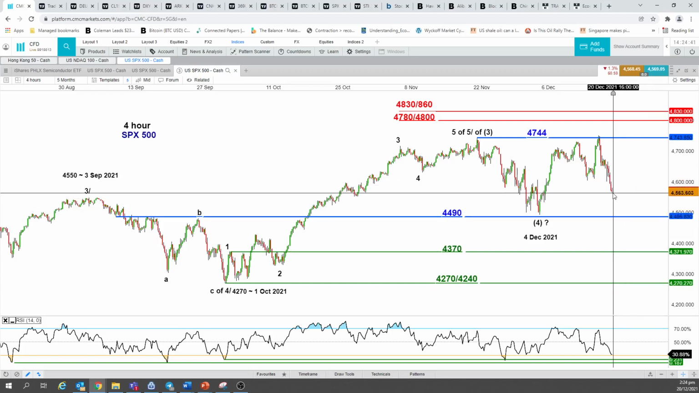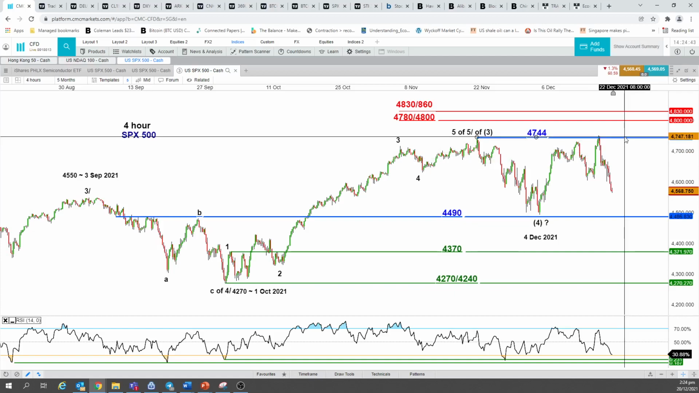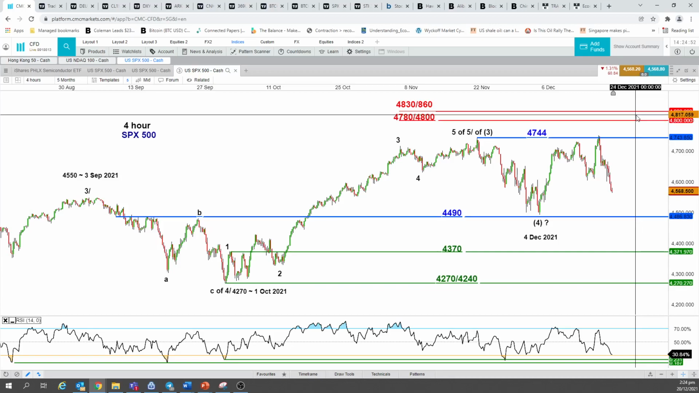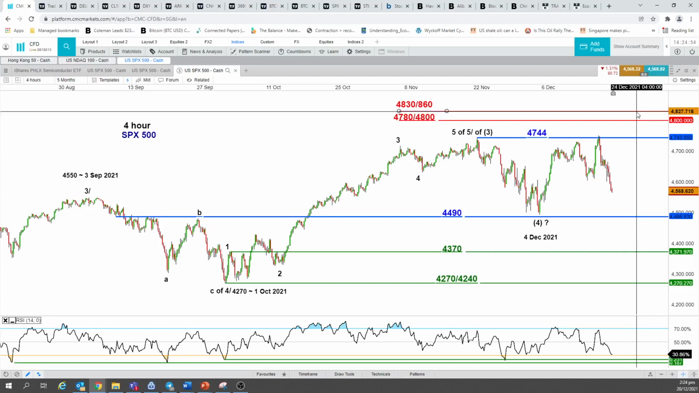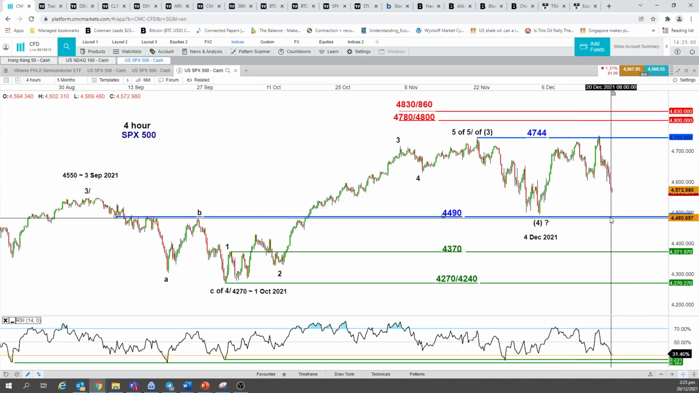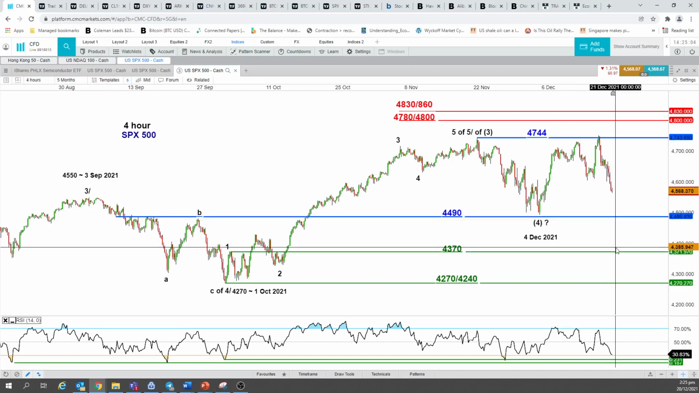Unless very quickly we have a 4-hour close above 47.44, then we could take us up higher towards the initial expected all-time high resistance level at 47.80 slash 48 figure, then followed by 48.30 slash 48.60. However, if we have a 4-hour close below the lower boundary of this sideways range, which is 44.90, it could take us down to 43.70, which is the 200-day moving average.